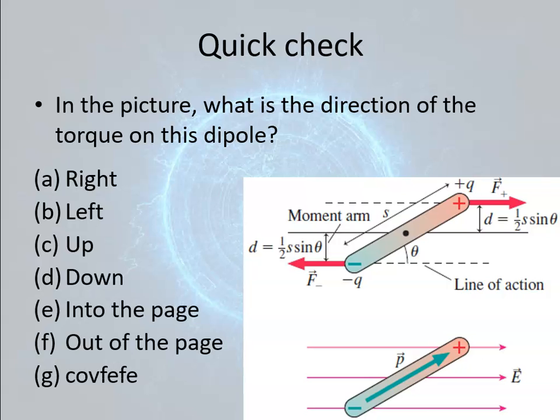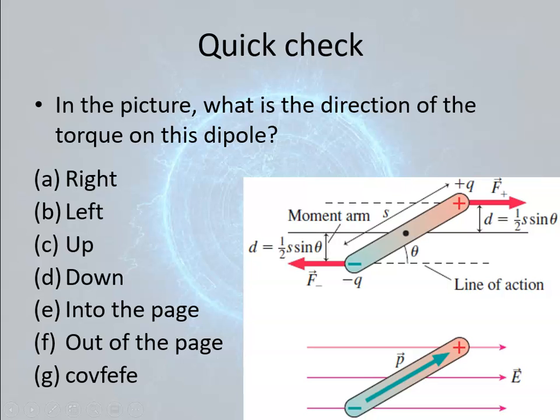So is the direction right, left, up, down, into the page, out of the page, or none of the above? Now, remember the torque is P vector cross E vector. So P vector is pointed up and toward the right. E vector is pointed toward the right. So you do that cross product.